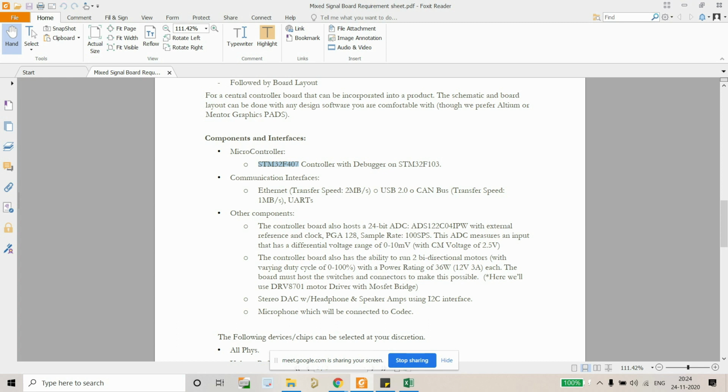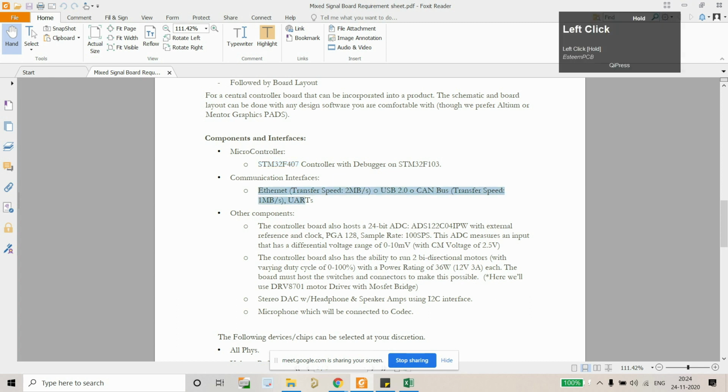Now another thing which is very important: I have not mentioned which Ethernet PHY we are going to use. So here we will see how to choose an Ethernet PHY.